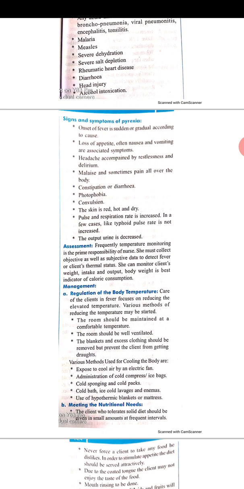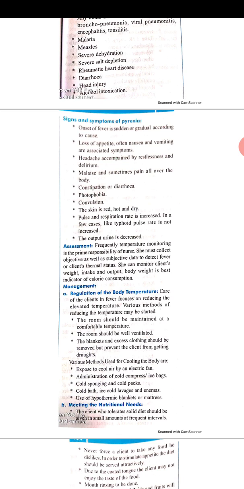In the regulation of body temperature, various methods are used by nurses to control the body temperature. The room should be well ventilated, a comfortable position should be provided to the patient, and blankets or excess clothing remaining at the bedside should be removed to prevent a draft. That means cold air cannot reach the patient, so excess blankets and clothing should be removed.